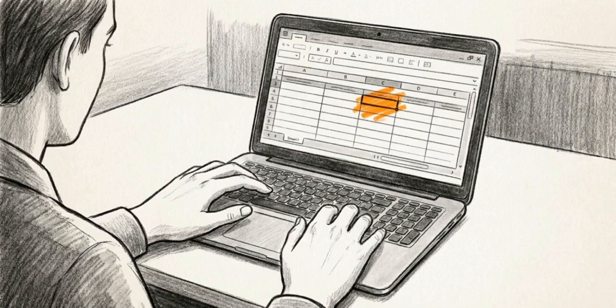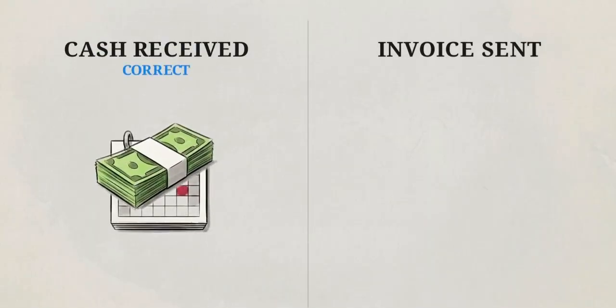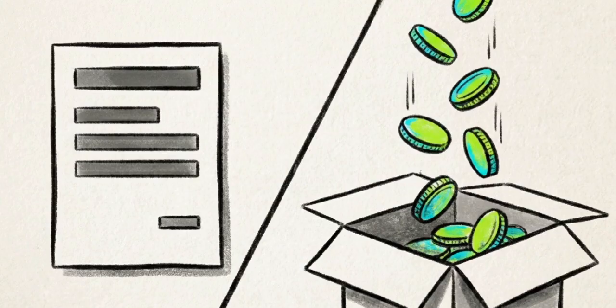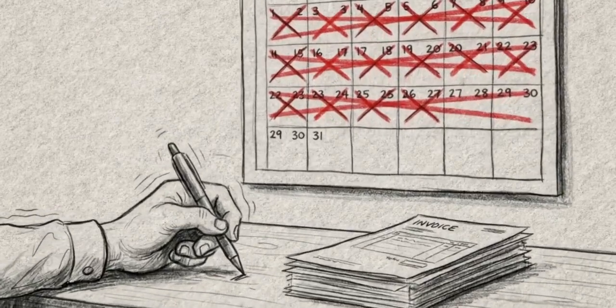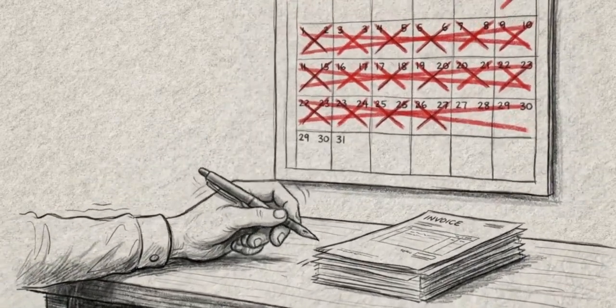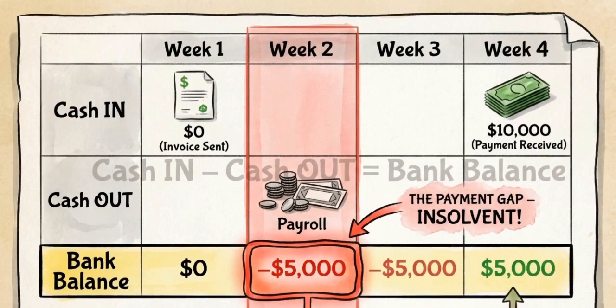There is a non-negotiable rule for data entry here. You only enter revenue in the specific week the cash physically hits your bank account. You never enter it in the week you send the invoice. Building this specific temporal architecture forces you to stop managing hypothetical revenue and start managing tangible liquidity. We are looking for the payment gap, the hazardous delay between paying your operational expenses and actually receiving your client payments. To find it, create a final bank balance row at the bottom of your tracker. Set this row to mathematically subtract your weekly cash out from your cash in.